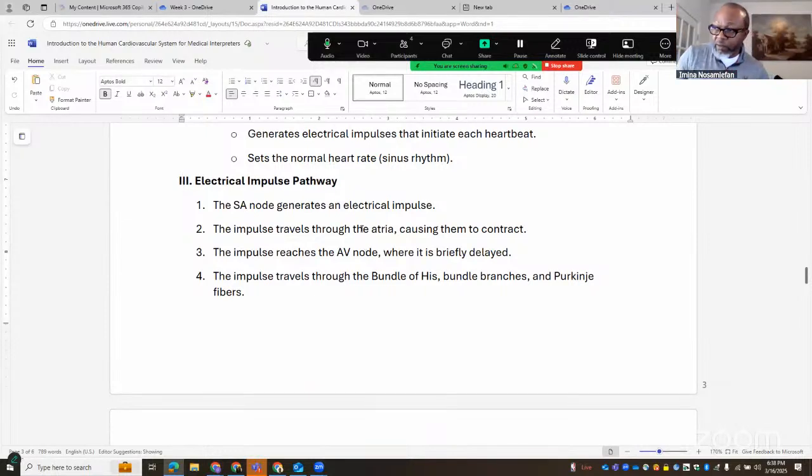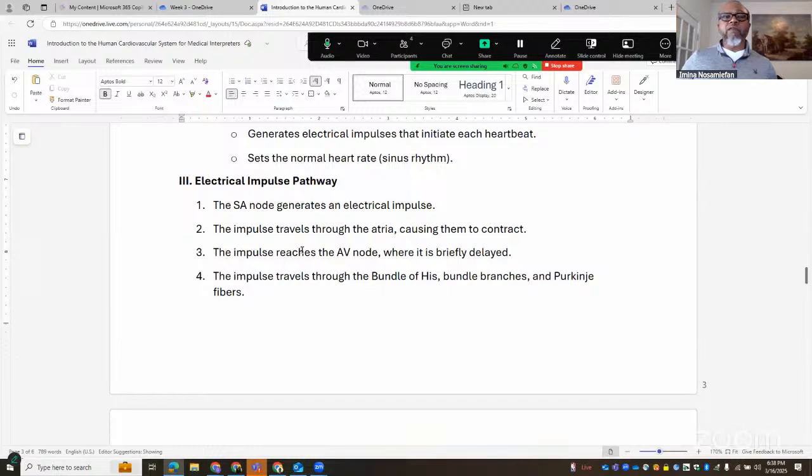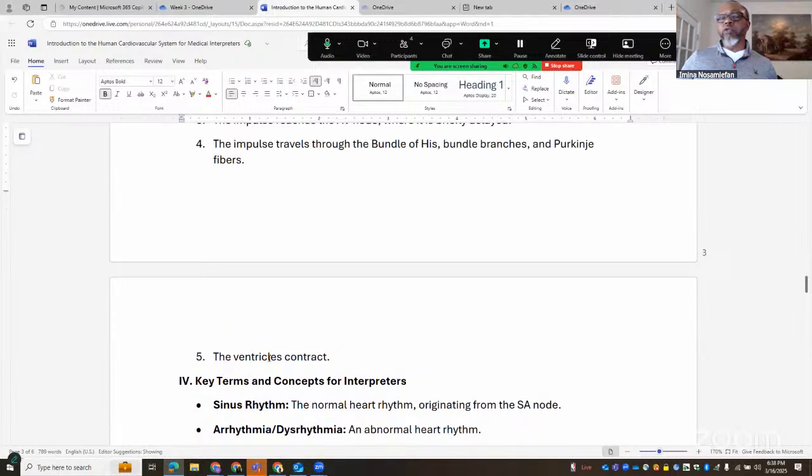Okay. Like we said, the SA node generates an electrical impulse. The impulse travels through the atria, causing them to contract. The impulse reaches something called the AV node, which is the atrioventricular node, which means it's located between the atria and the ventricles. I didn't want to go into more details, but anyway, there's something called the AV node. The impulse travels through the bundle of His, bundle branches, and Purkinje fibers. These are all part of the conduction system. You don't need to know the names, and then the ventricles contract. So that's what happens. So the impulse starts from the SA node.